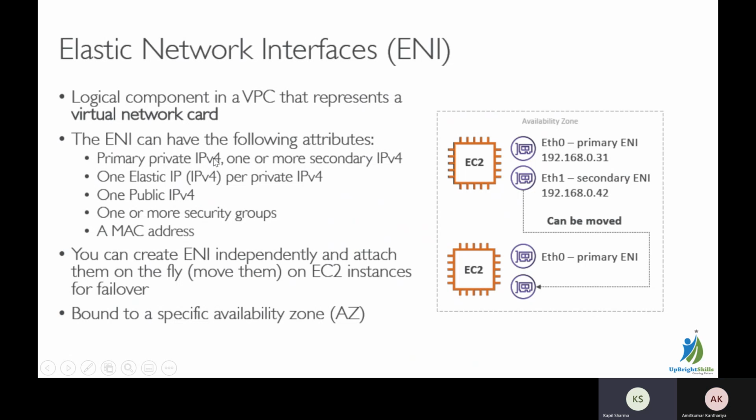It can have the following attributes: a private IP, one or more secondary IPv4, and an elastic IP per private IP. You can have one elastic IP per IPv4, and one public IP if you want. You can attach one or more security groups to the elastic network interface. You can have a MAC address. Each and every network interface has its own MAC address, a unique identification. You can create ENI independently and attach them on the fly. Again, it is bound to specific availability zones.